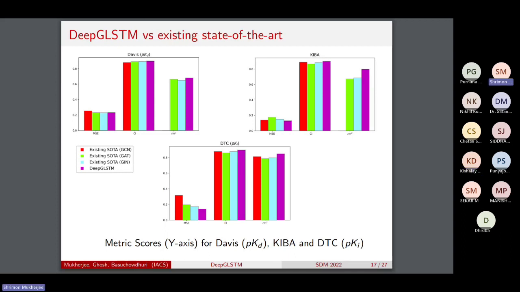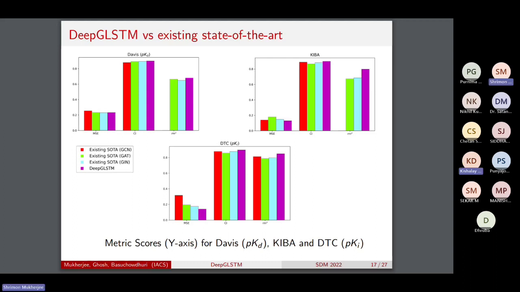Similarly, I think the number of samples present in KIBA is greater than 1 lakh. This is the largest number of samples present. For this reason, the model performs well on KIBA because it gets a higher number of training examples.